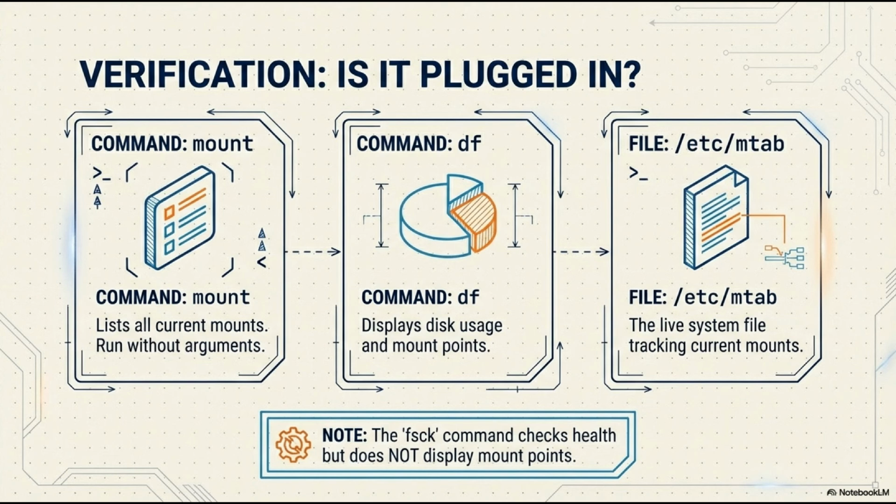Okay, and the third icon. That's the document. Yeah. It refers to a file, /etc/mtab. That's the mount table. It's a file the system updates in real time. If you want to know what the kernel truly believes is happening, you can just read that file.